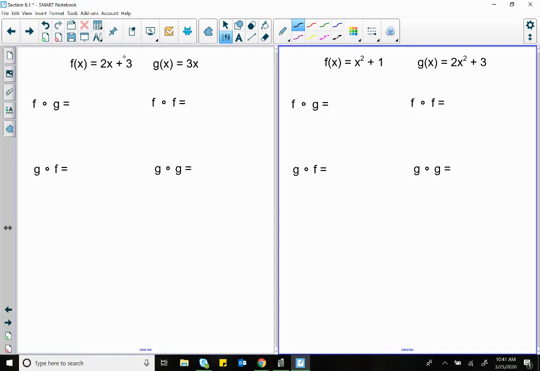2x plus 3 is a linear function. The domain is always all reals for linear. 3x is a linear function. The domain is always all reals. And the same thing for this second function, okay? The domain for f of x is all reals, because x squared plus 1 is a quadratic, and quadratics have domains of all reals. 2x squared plus 3, again, is a quadratic. The domain is all reals. So no matter what, all of these functions are going to have a domain of all reals because no one is being thrown out.